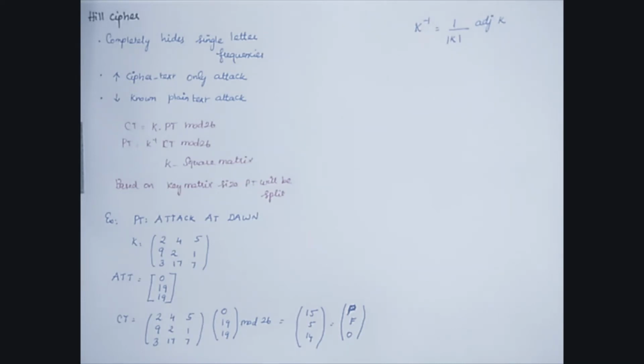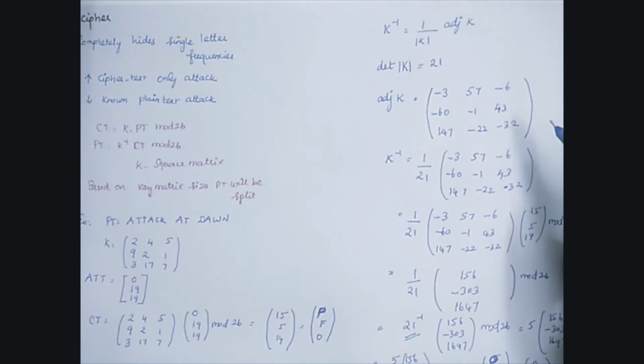For ATT, these alphabets are converted into their numerical values so that we get 0, 19, 19. For getting the ciphertext, we just multiply the key value with 0, 19, 19. After performing mod 26, we get the value as 15, 5, 14. The numeric value is again mapped to the alphabet. We get the ciphertext as PFO for ATT.